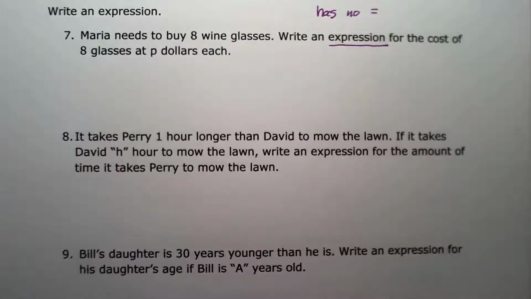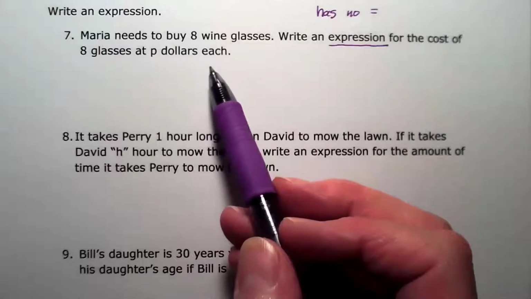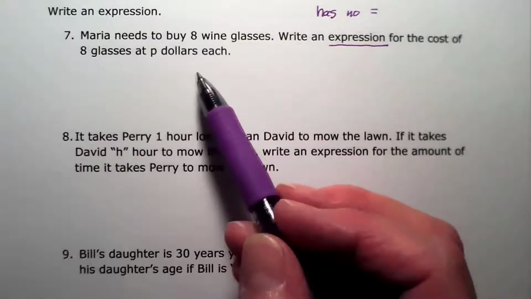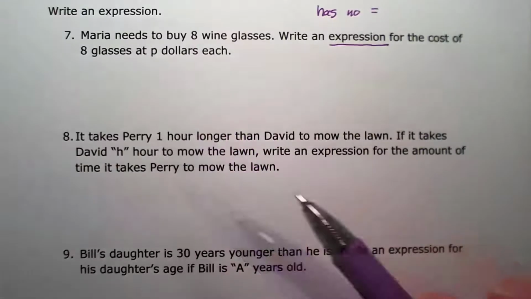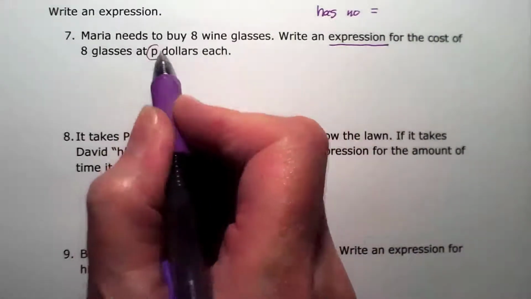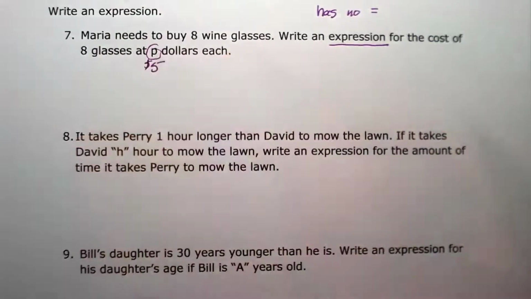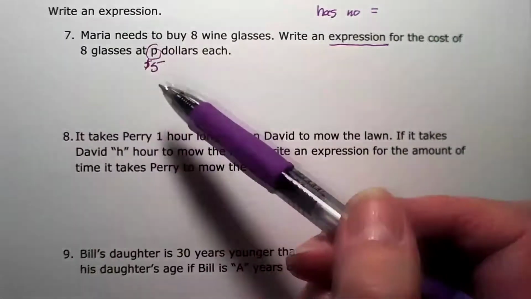Question is, Maria needs to buy 8 wine glasses. Write an expression for the cost of 8 glasses at P dollars each. So they want me to write an expression that says, what kind of operation would I use to solve this? Some of you will see right away what the answer is here, but if you struggle with these, one strategy I found that helps for a lot of people is when it says where the variable is, just put in an amount. So let's say $5. Now read it. Write an expression for the cost of 8 glasses at $5 each.